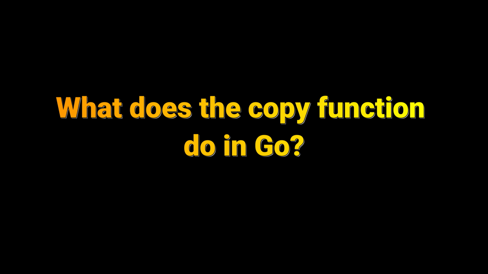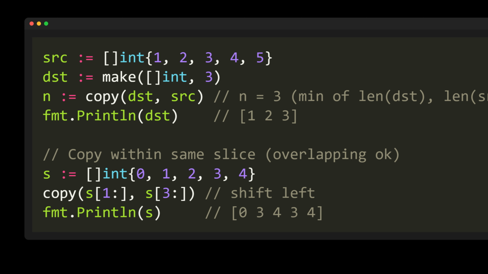Question: what does the copy function do in Go? The copy function copies elements from one slice to another. It copies as many elements as it can, which is the smaller length of the two slices. So if your destination slice is smaller than the source, it only fills the destination. Copy also works when the slices overlap, which is useful for shifting elements within the same slice. The function returns the number of elements it actually copied.